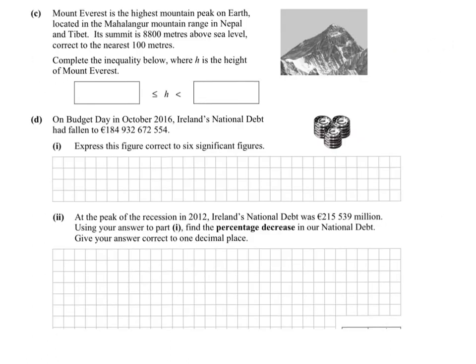Okay, this next question asked us: Mount Everest is the highest mountain peak on Earth, located in the mountain range in Nepal and Tibet. Its summit is 8,800 metres above sea level. Correct to the nearest 100 metres. Complete the inequality. So its summit, which basically means the highest point on the mountain, is 8,800, and that is relative to 100 metres.